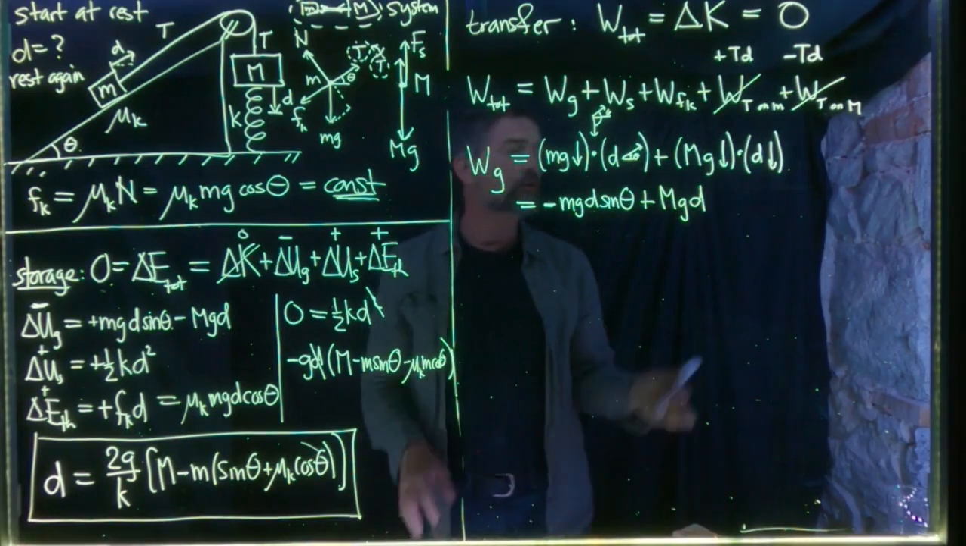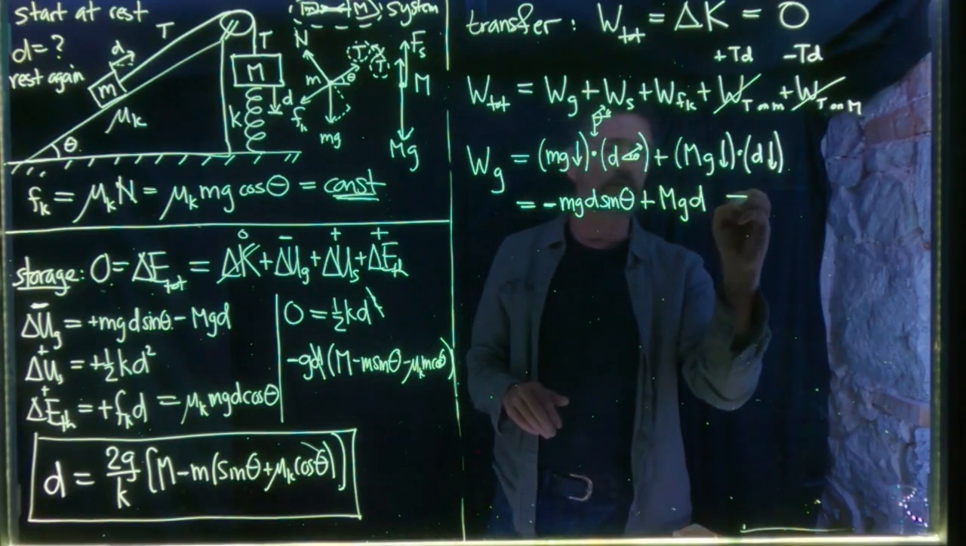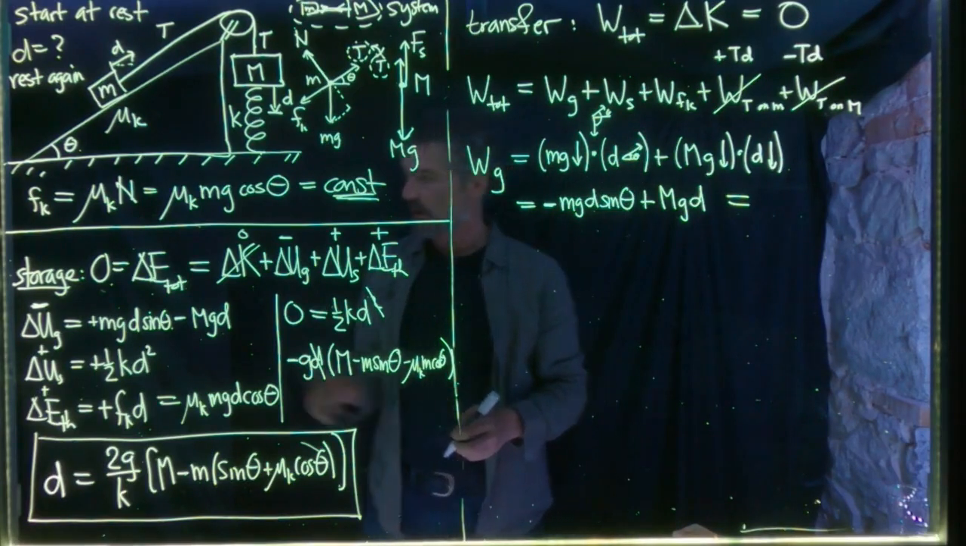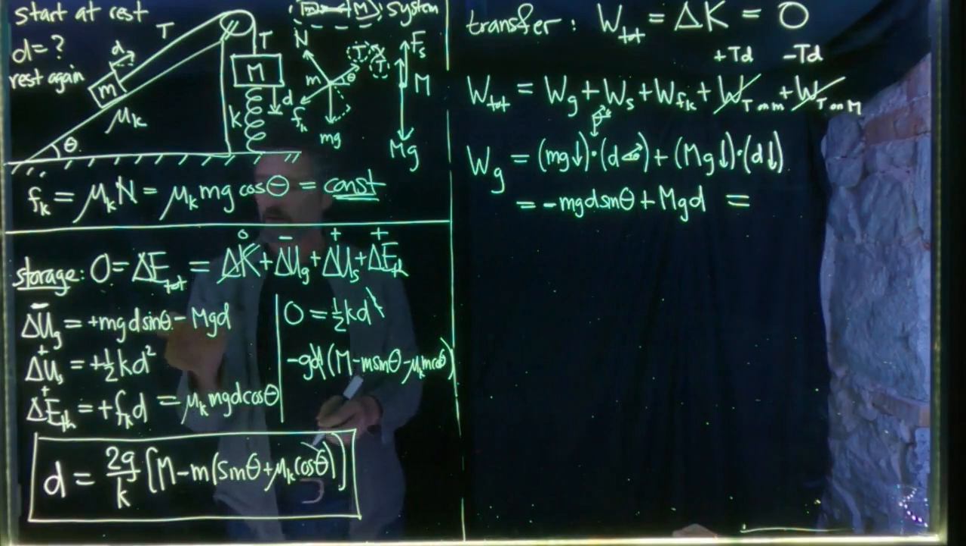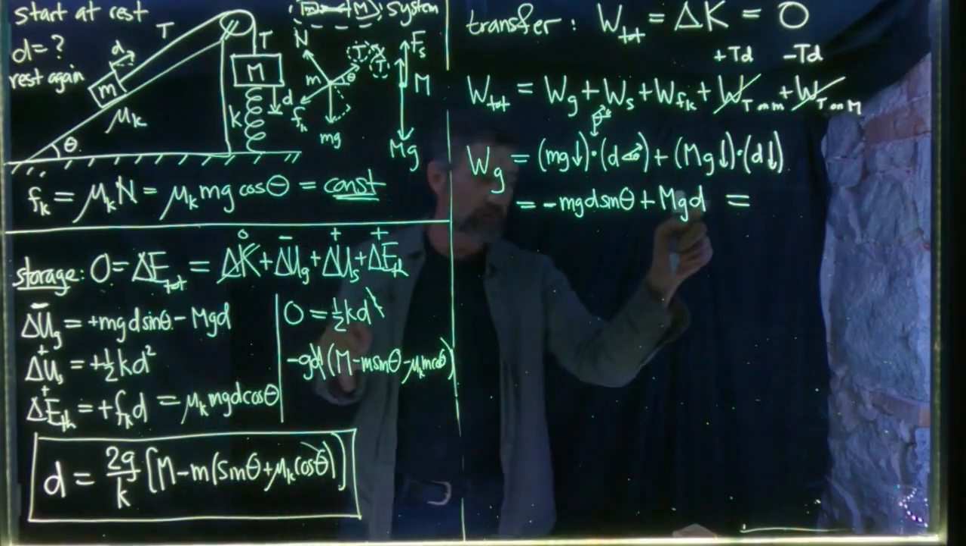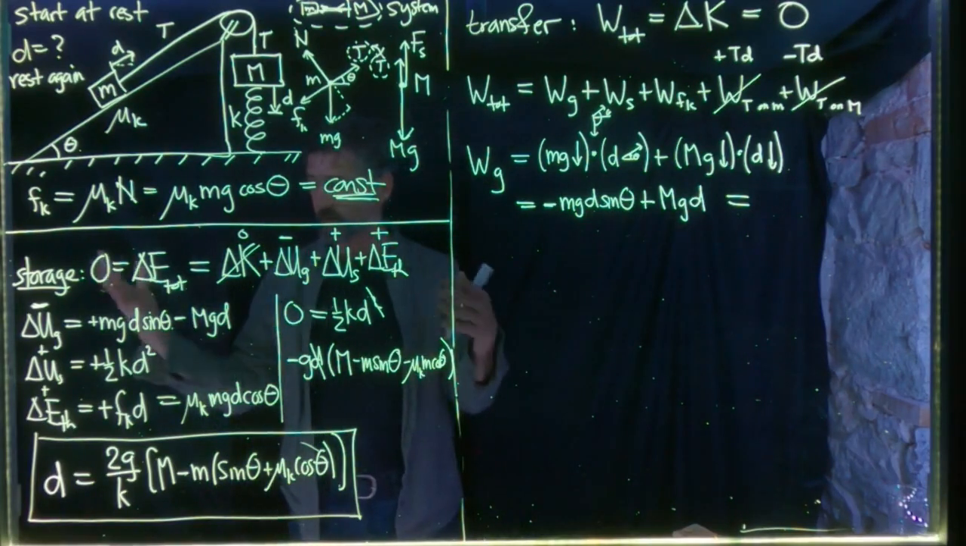Right? And so I want you to notice something very important here. I think we've seen this before. And where did we see it before? We saw it right over there. Here is a positive little mgd sine. Here's a negative little mgd sine. Here's a negative big Mgd. Here's a positive big Mgd. That's the same as that, except for a minus sign.